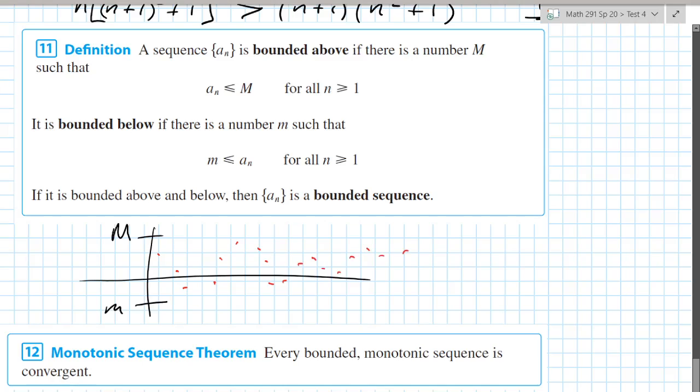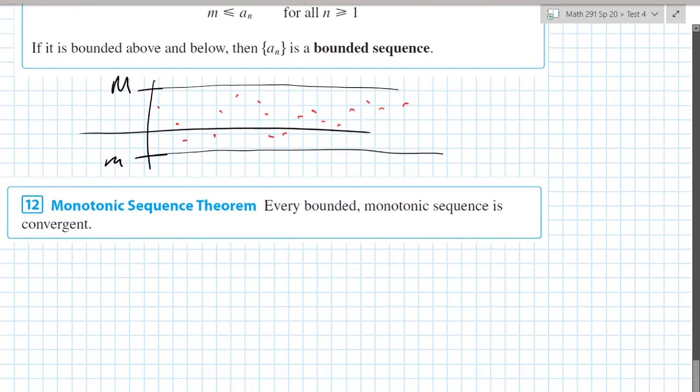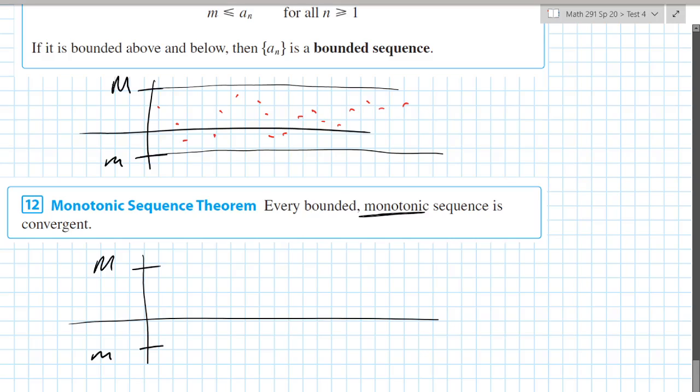Now, just because it's bounded doesn't mean it has to be convergent. It's just that we have an upper and a lower bound for our sequence. Now, if we also add that it's monotonic, then it is convergent. So here we have a sequence bounded above and below. Monotonic means it has to be strictly increasing or strictly decreasing. So if I pick a strictly increasing one, it's got to keep increasing, it's got to flatten out, it can never cross larger than M. So it would be convergent.